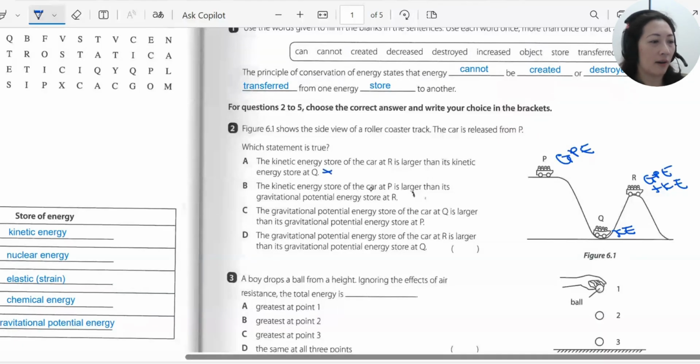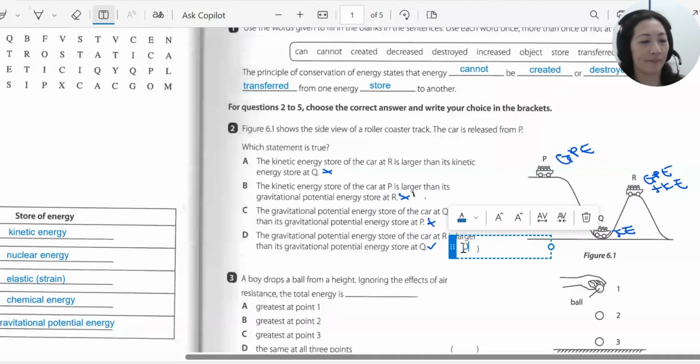B, kinetic energy store at P is larger than its gravitational potential energy store at R. Not true, because P is at the highest point. It's got more GPE. GPE is gravitational potential energy, so this is not true. Gravitational potential energy store at Q is larger than at P. Obviously not true. Gravitational potential energy store of the car at R is larger than at Q. Yes, because it is at greater height. So this is true. That means the answer for question 2 is D. That's how we reason out the answer.